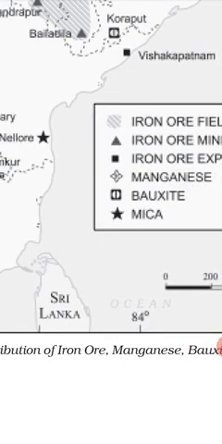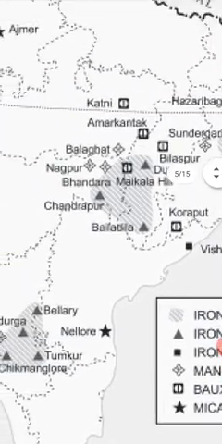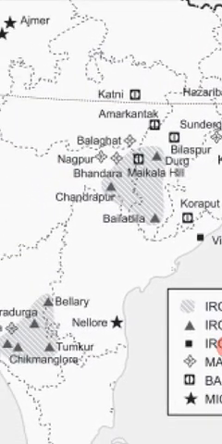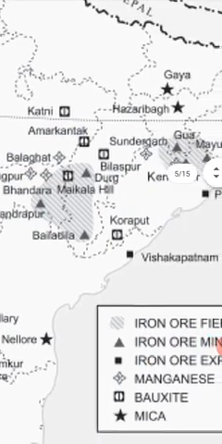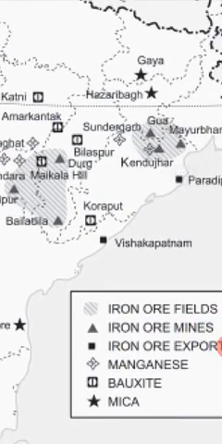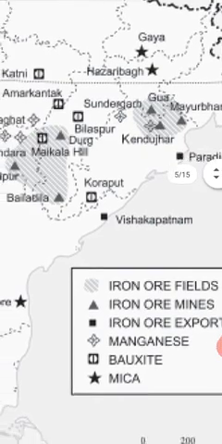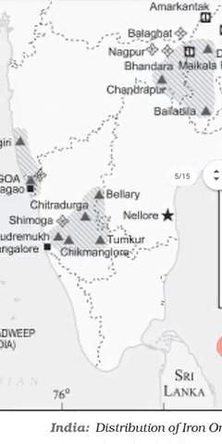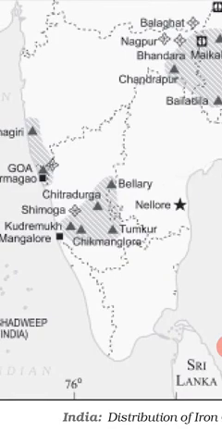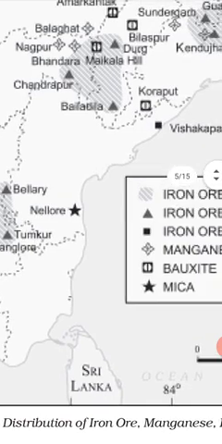Now let us come to manganese. You must have seen this manganese: Balaghat, Nagpur, then Bhandara. These 3 manganese fields are there. Here Sundargarh, and in Kendujhar manganese is also found and iron ore is also found. And here Shimoga, it is there in Karnataka. These are major manganese fields.